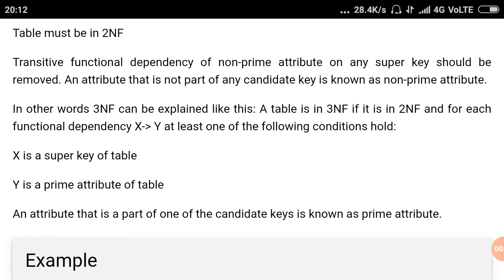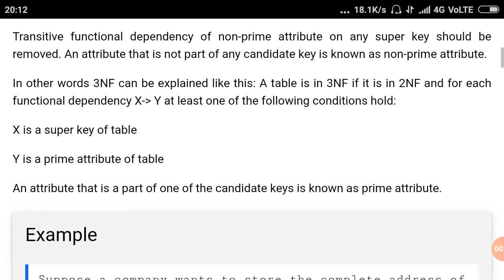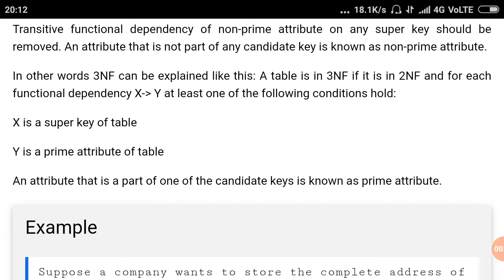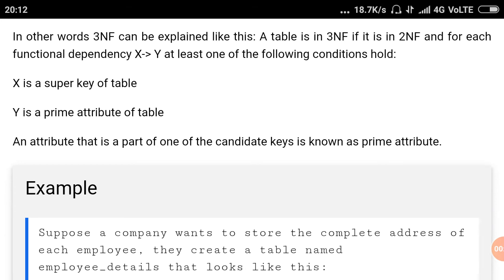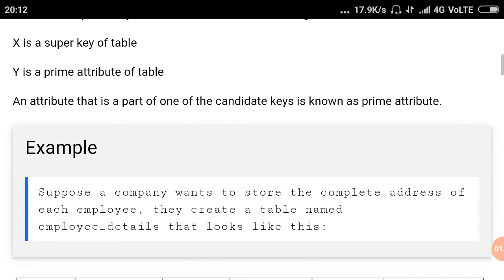In other words, third normal form can be explained like this. A table is in third normal form if it is in second normal form. For each functional dependency X to Y, at least one of the following conditions hold. X is the super key of a table, or Y is the prime attribute of table. An attribute that is part of one of the candidate keys is known as prime attribute.